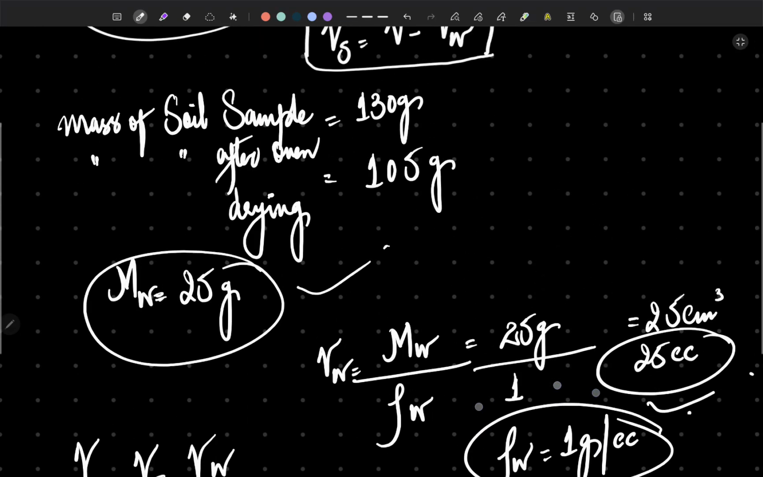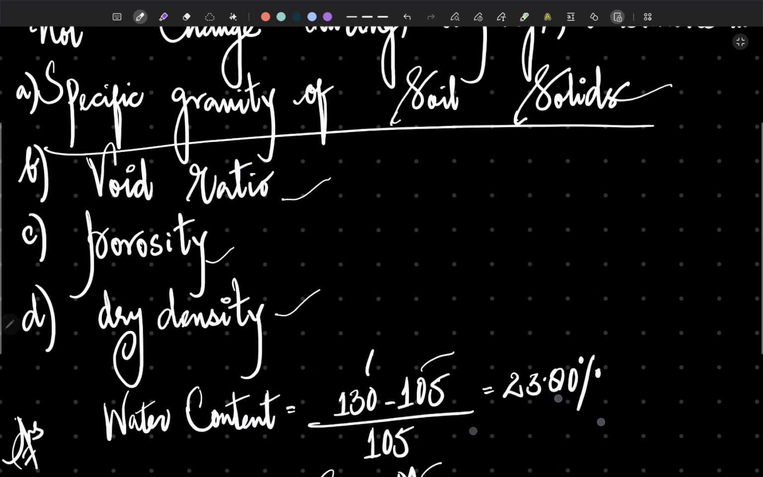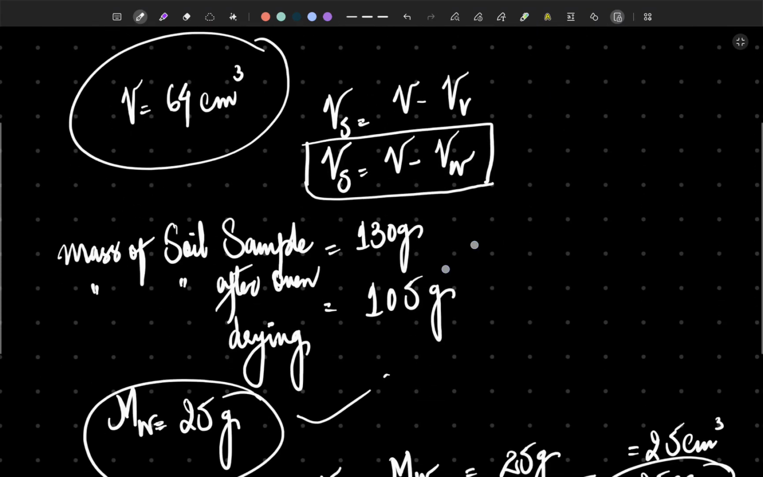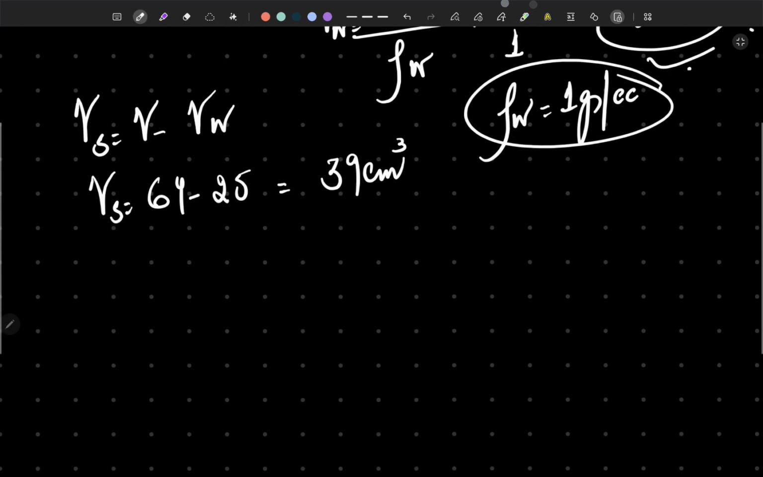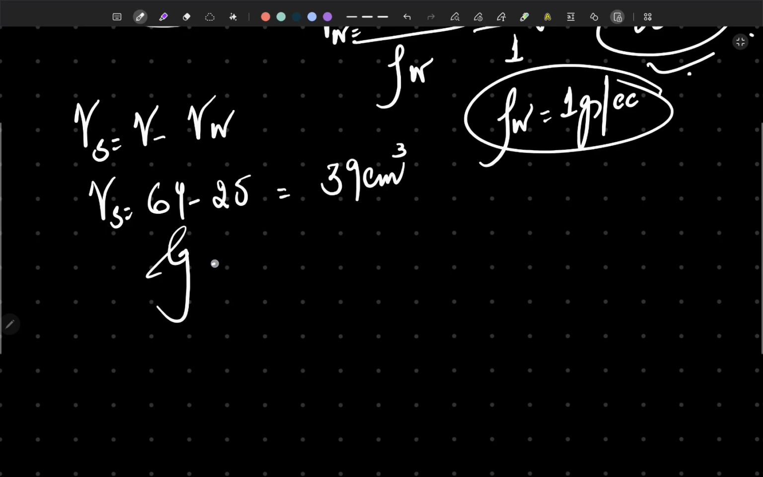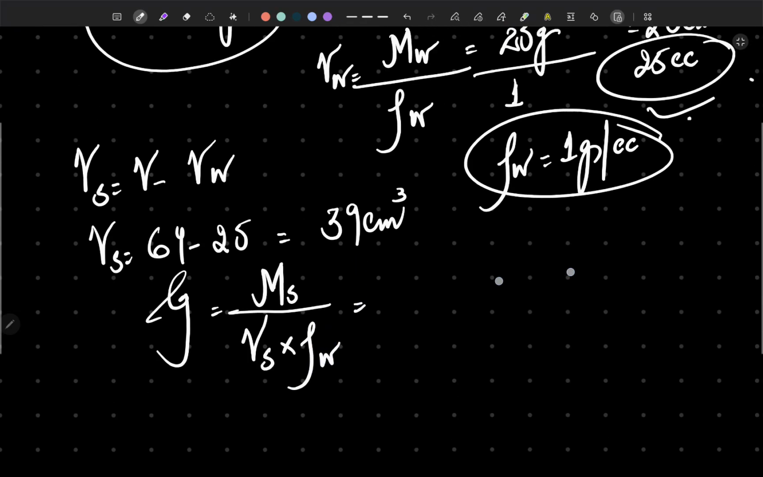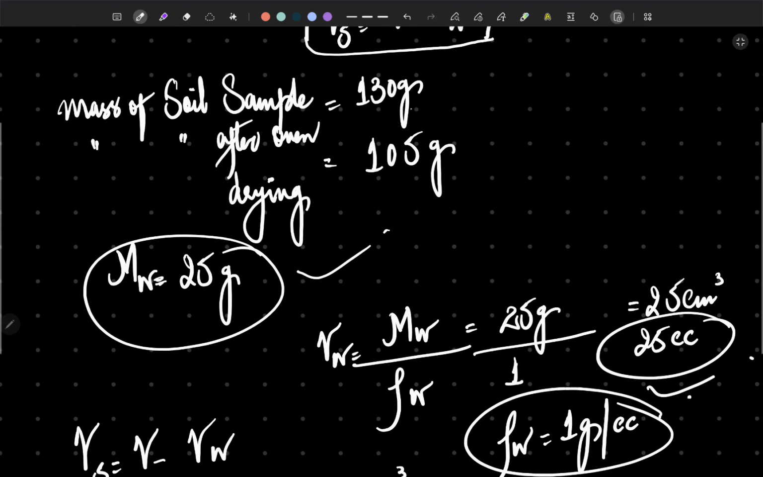Now we can find the first parameter that the question demands, which is the specific gravity of soil solids. Coming back to this equation, specific gravity G is equal to ms divided by volume multiplied by density of water. Mass of soil solids is how much? In wet state, its mass was 125 grams. After oven drying, it is this much. That means mass of soil solids is 105 grams.